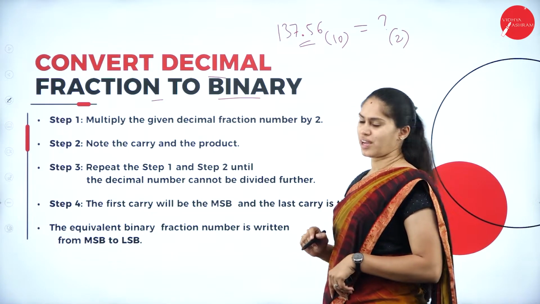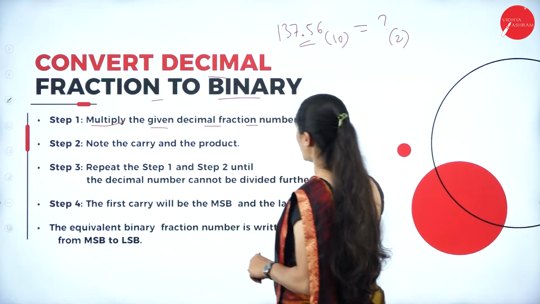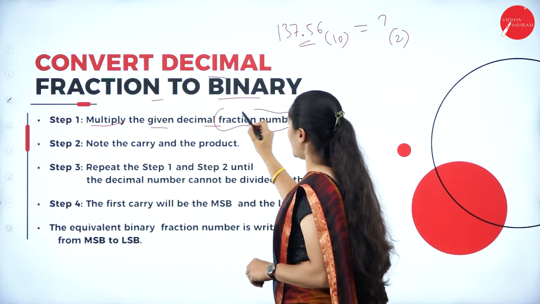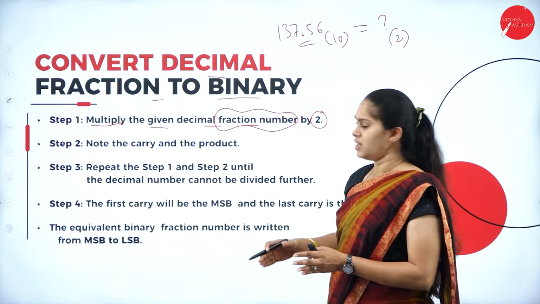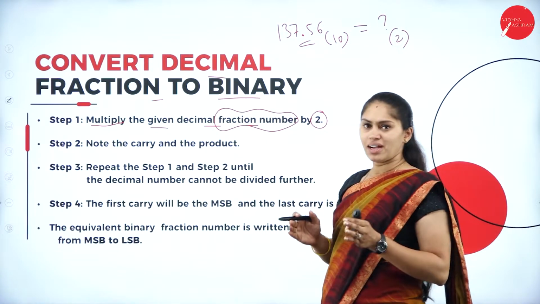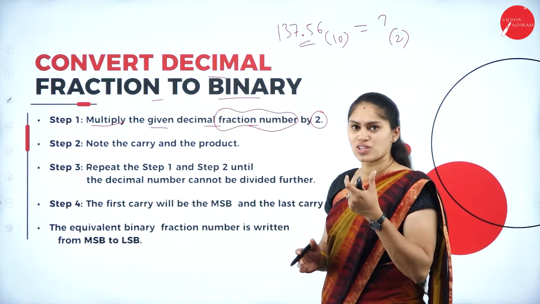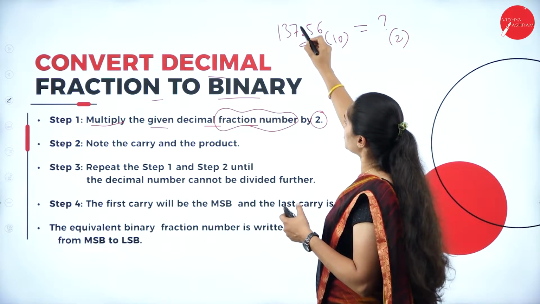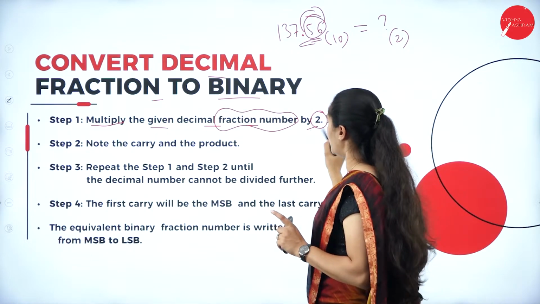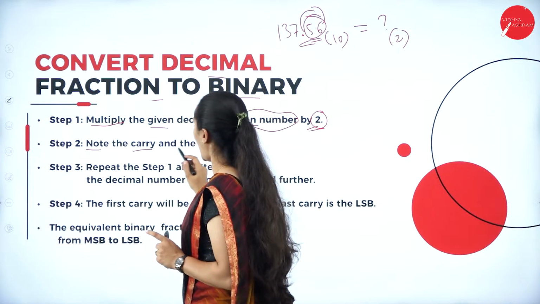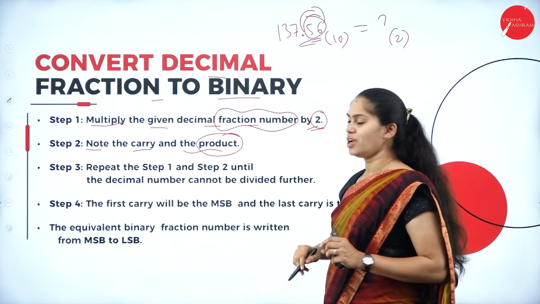Then what are the steps we have to follow? We'll see. Multiply the given decimal fraction number by 2. Remember, the fraction number by 2. Here we are going to have both a whole number and a fraction part. So that whole number is going to be divided by 2 as we did for decimal to binary. But whatever fractional part we have, which is to the right of the decimal point, we have to multiply it by 2. Then note the carry and the product.